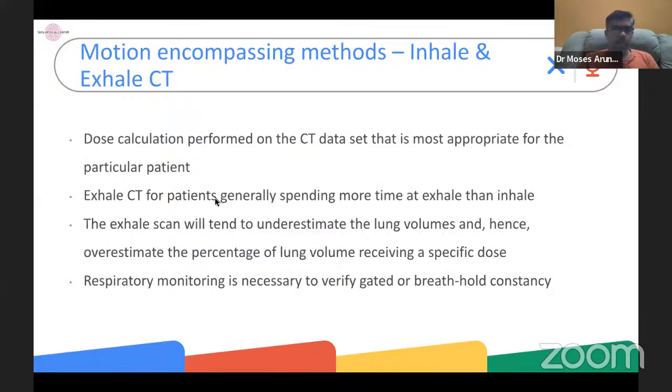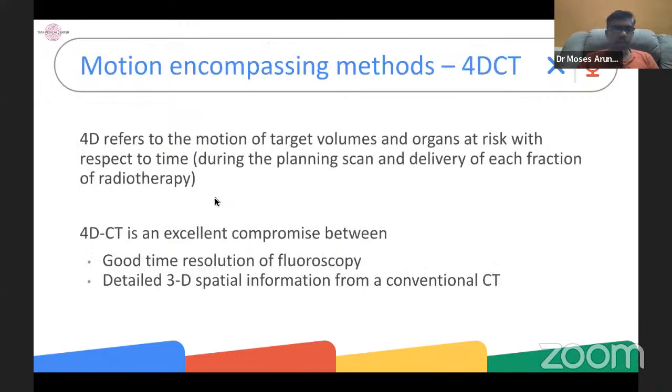For both acquiring the images and for treatment delivery in motion-encompassing CT scans, you will need some sort of respiratory monitoring to verify the gated delivery or the breath hold constancy.